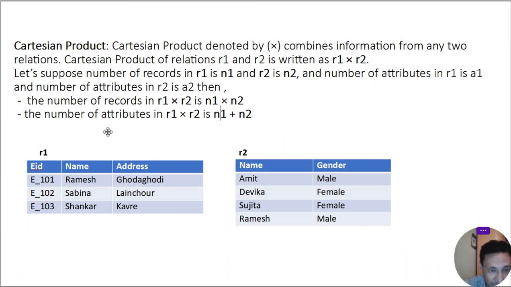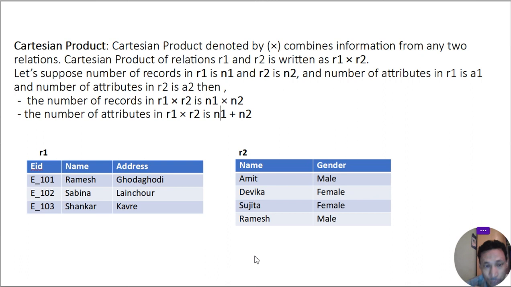So now let's see an example. Here in R1 we have EID, name, address, and in R2 we have name and gender. R1 has 3 attributes, R2 has 2 attributes. R1 has 3 records, R2 has 4 records. According to the rule of the Cartesian product, we don't have to consider union compatibility. We can take the Cartesian product of any relations.